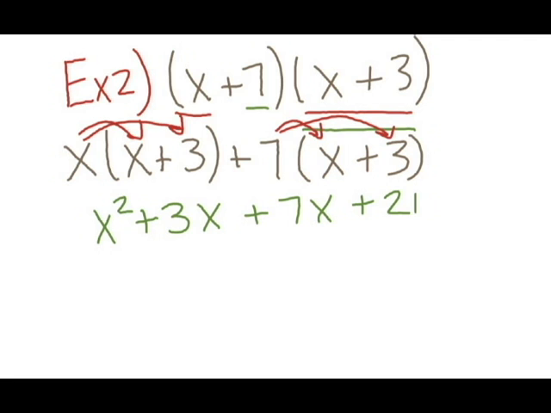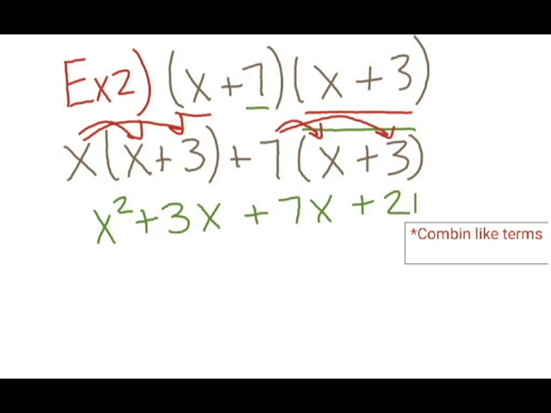And the very last step to get our final answer is to combine like terms. When we combine like terms, we look at our variables and see, like I said before, things that match. We have x squared, 3x, 7x, and 21.